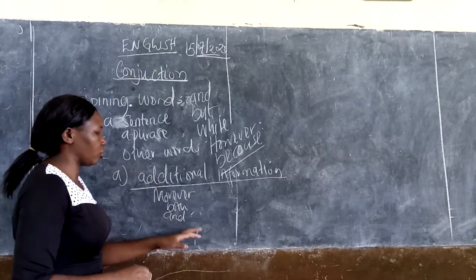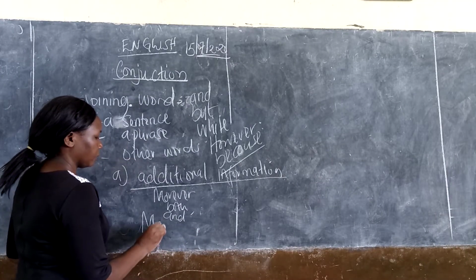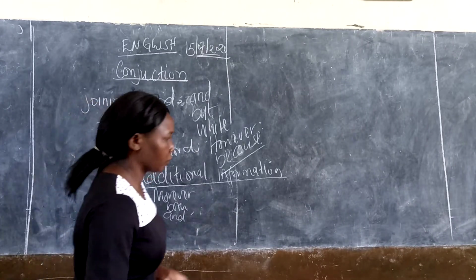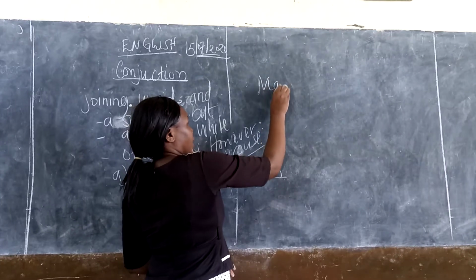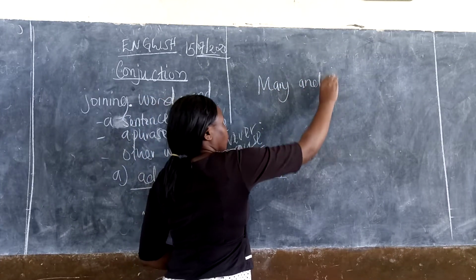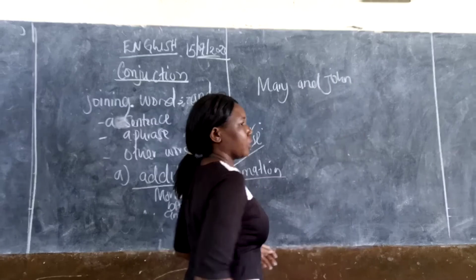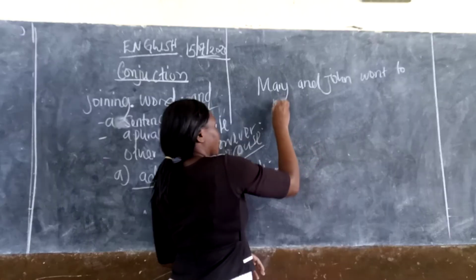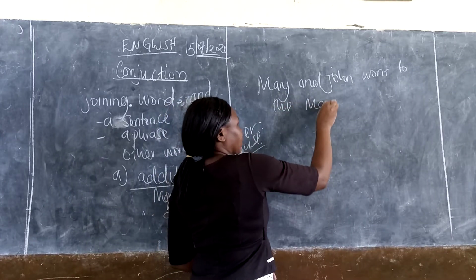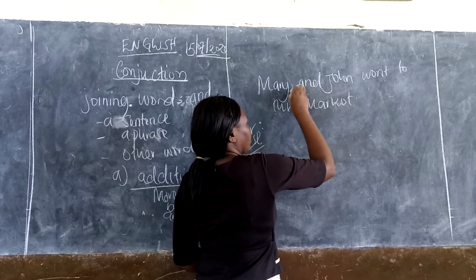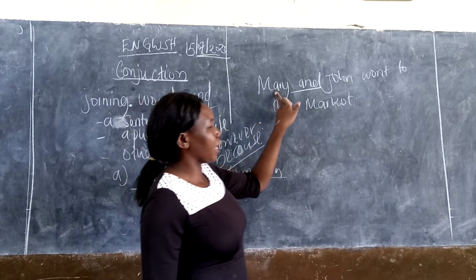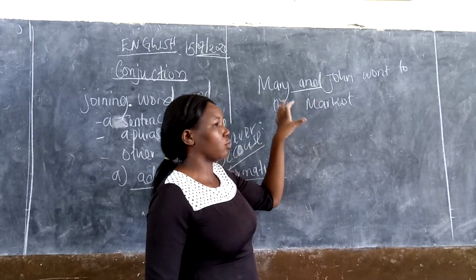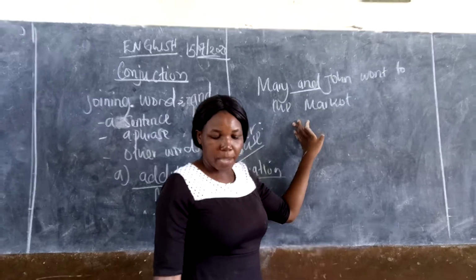Example: Mary and John went to the market. Here we are adding Mary together with John. We are joining these words, joining two words together. Mary and John went to the market.